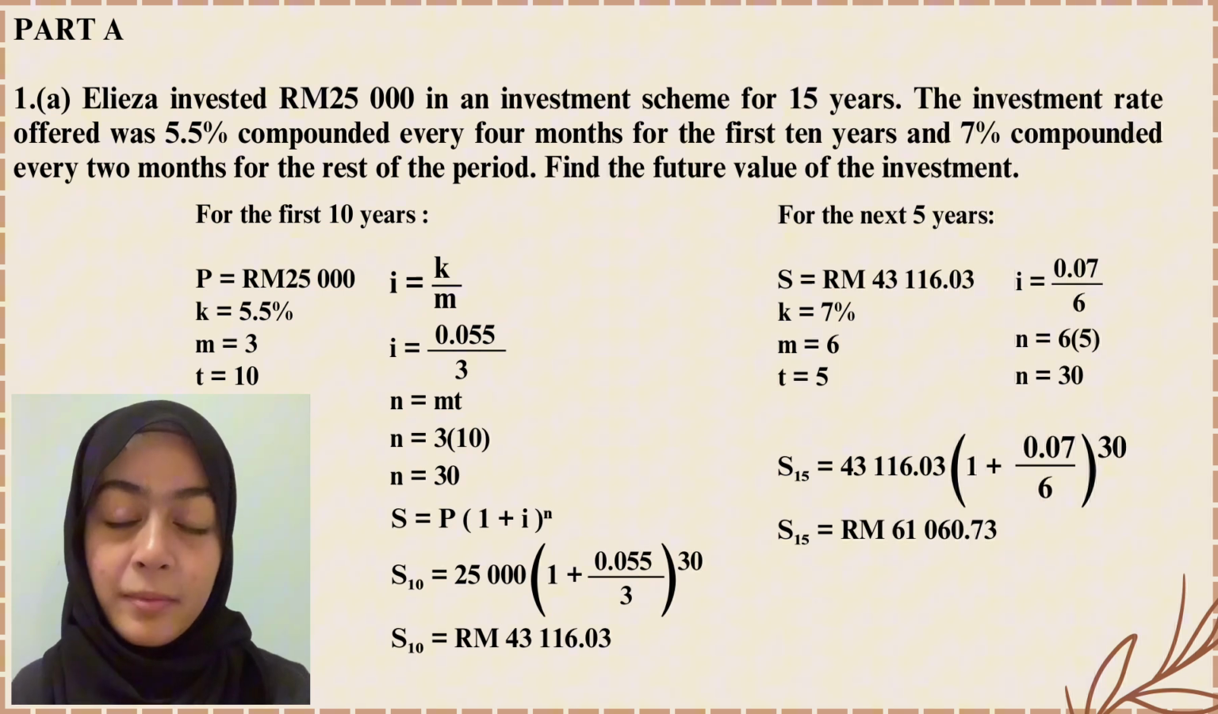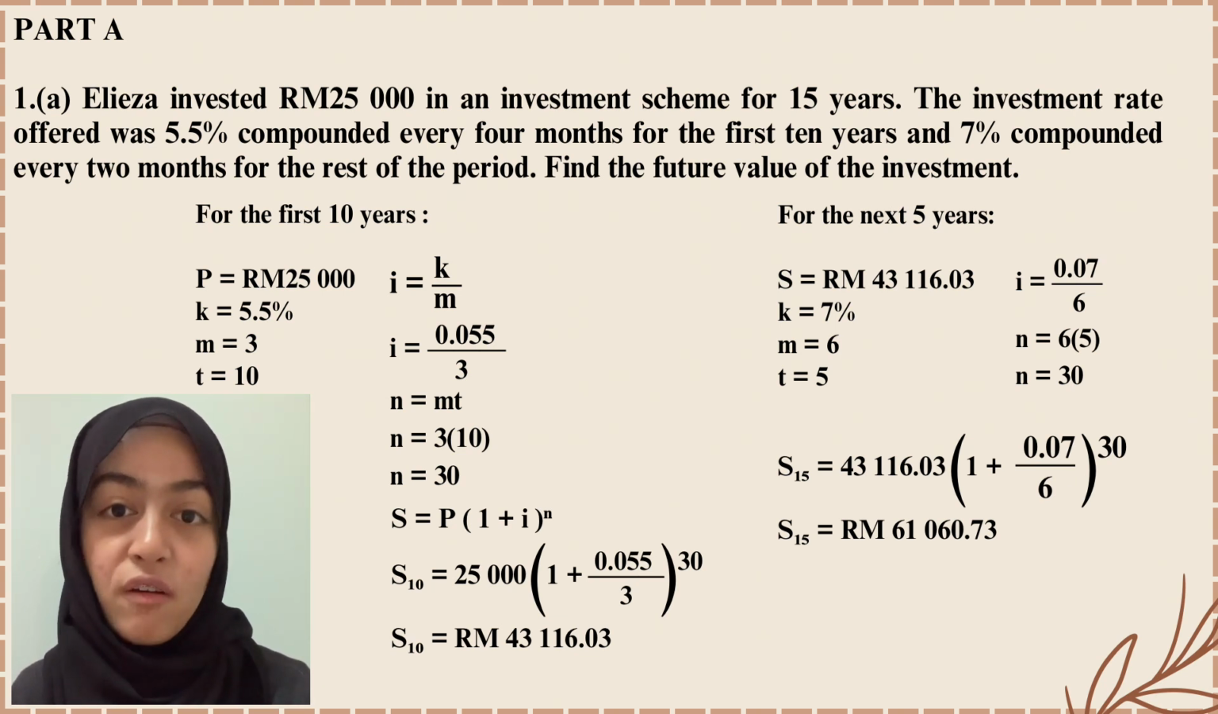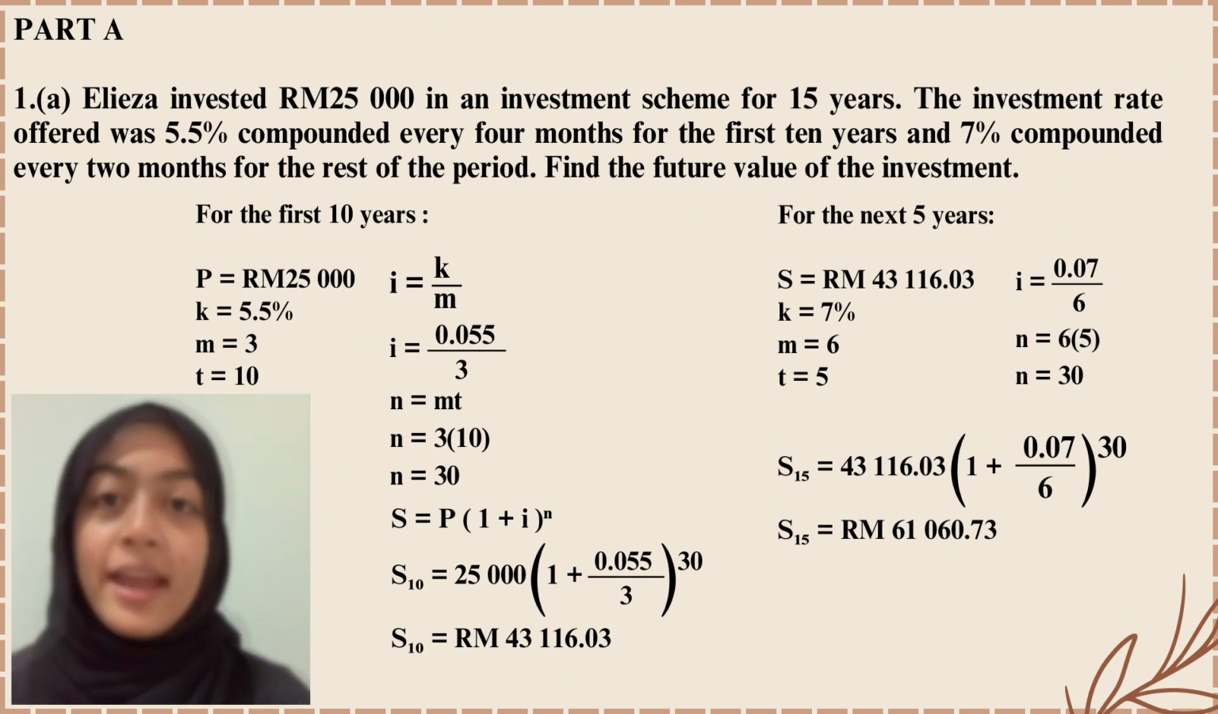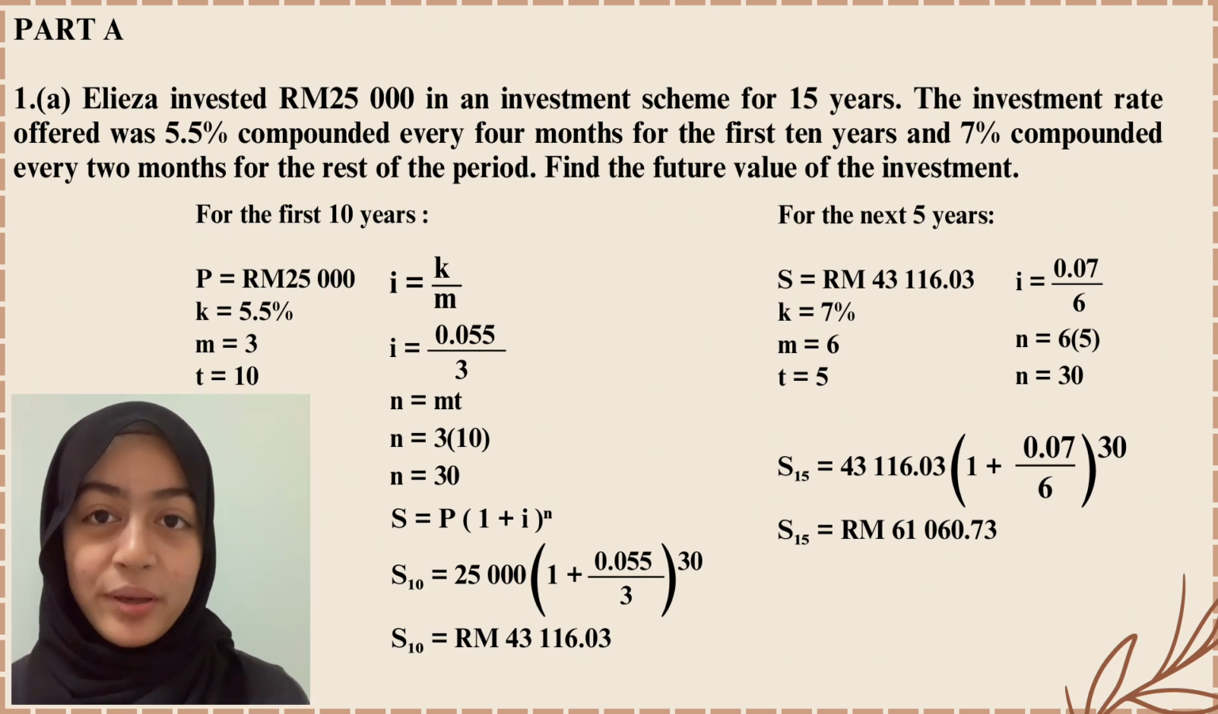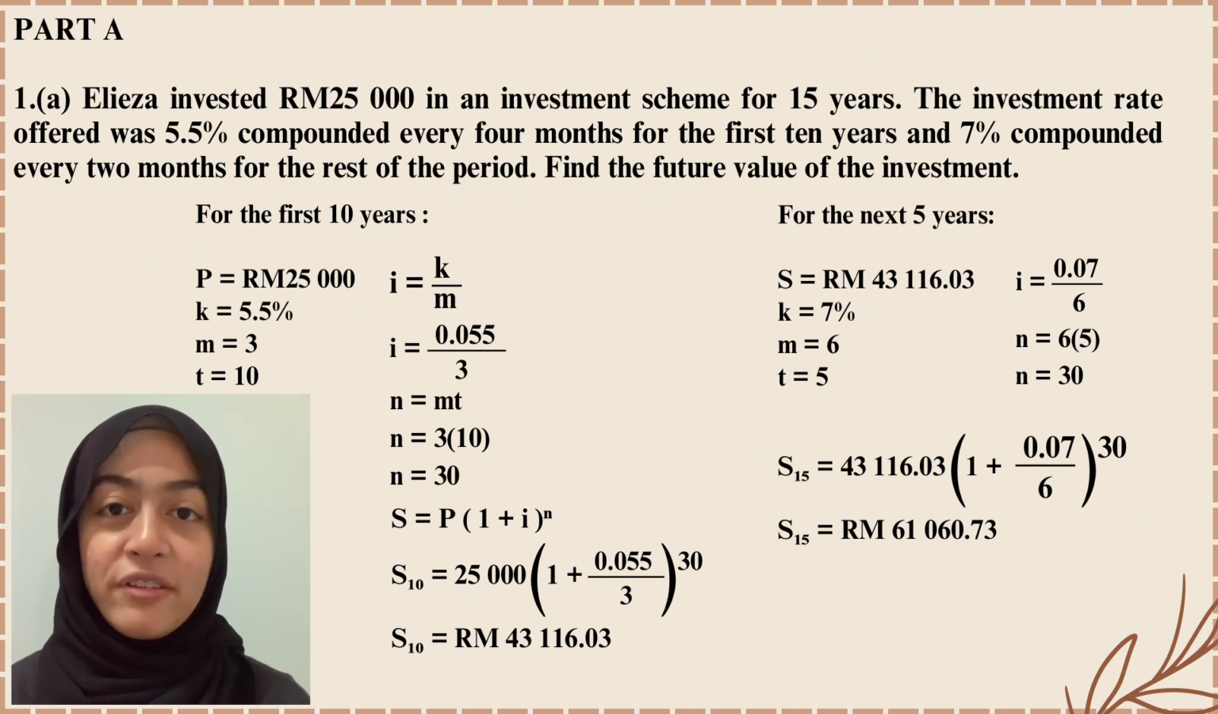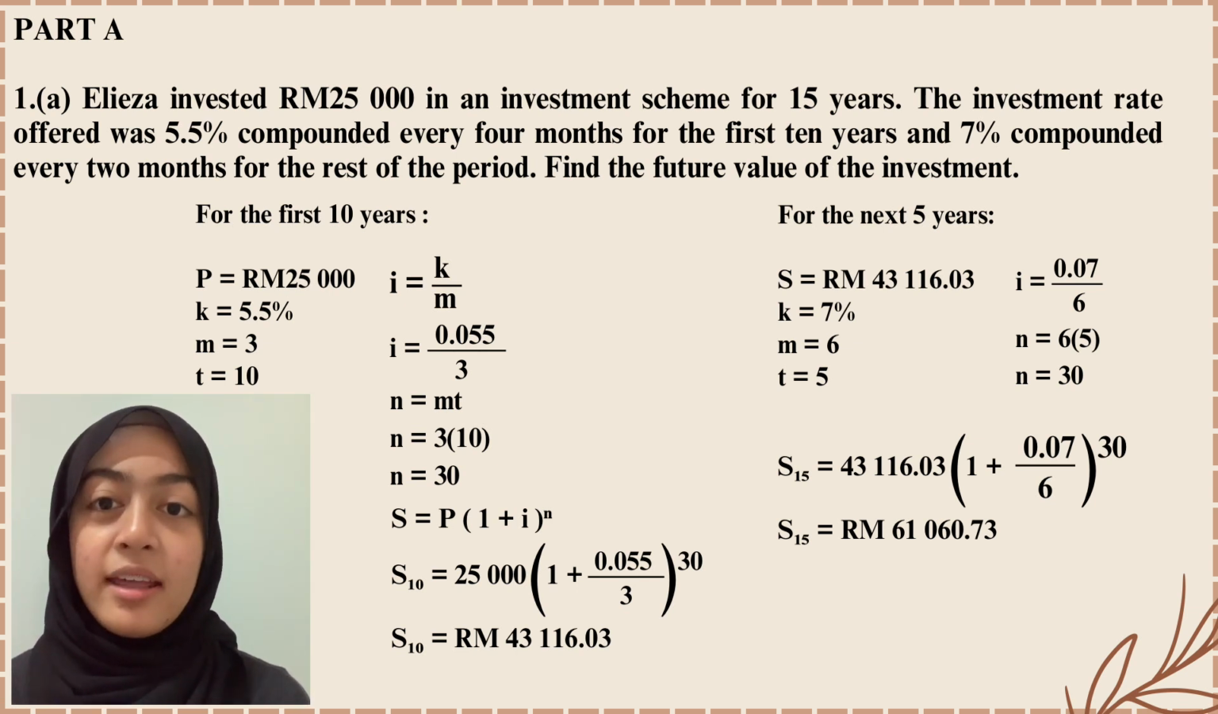Question part A1A. Based on the question, we need to find the future value of the investment. From the question, we find principal P for the first 10 years is 25,000 ringgit, nominal interest rate k equals 5.5%, frequency of conversion m equals 3, and interest period t equals 10 years. We will be using the formula S equals P (1 plus i) to the power of n, where i equals 0.055 divided by 3, and n equals 3 multiplied by 10, which is 30. Then, we substitute all the information into the formula, and the amount at the end of the investment for the first 10 years is 43,160 ringgit and 3 cents.